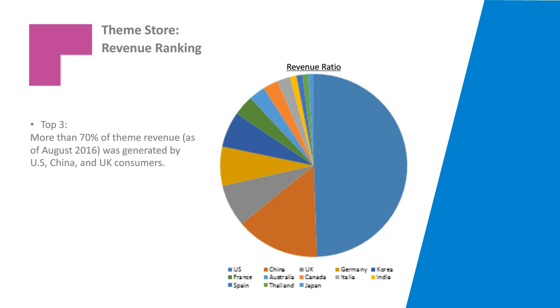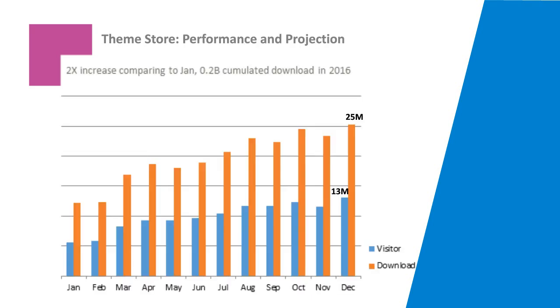Okay, moving on to the next slide. This one is about our progress in terms of the active users coming into our theme store, as well as the downloads. We have observed that compared to January 2016, we have twice as many downloads and twice as many visitors coming to our theme store. There have been 0.2 billion cumulative downloads until December 2016.